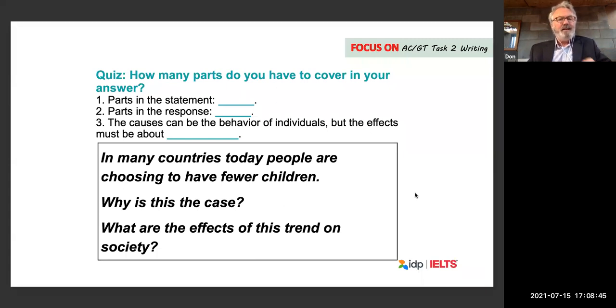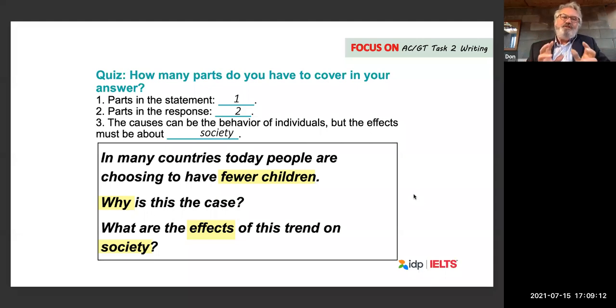So how many parts are there to the first part, the statement? Well, there's only one really. People are having fewer children. How many parts are there to the response? Well, there are 2, the why and the effects. And very importantly, you must talk about the effects on society.